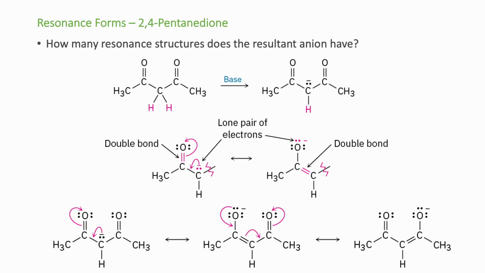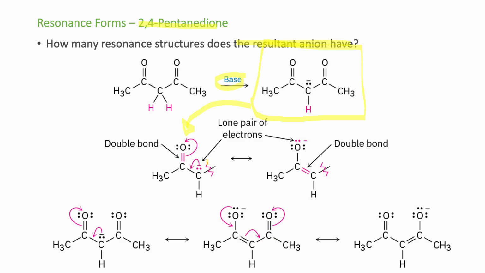So let's look at this example, and I'm going to use the highlighter here. How many resonance structures does the resultant anion have? Now first, what does that mean? You have this compound 2,4-pentanedione, and it's reacting with the base, and you end up getting an ion as a result. So that's what that means.